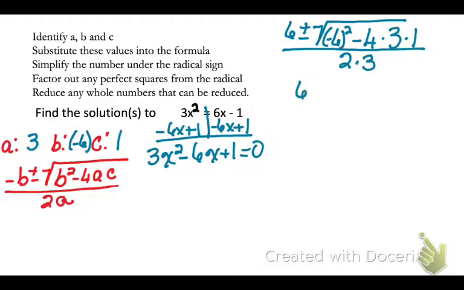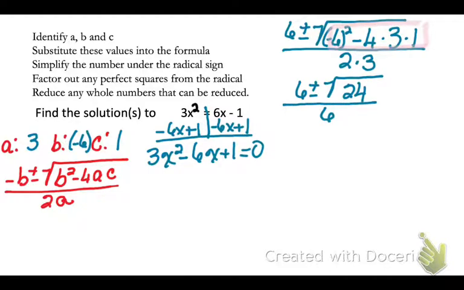Now I'm going to simplify what is underneath the radical. I'm going to put in my calculator, using parentheses, this expression. And when I do, I'm going to get 24. So now I've got 6 plus or minus the square root of 24, all divided by 6.